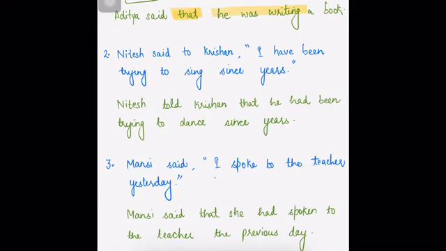Okay, coming to the next example, Nitesh said to Krishan, I have been trying to dance since years. So again, here we have a change, said to. So instead of said to, what will we use? Told. Okay, again, this is in past tense, so there will be a change in the tense inside the inverted commas, that is the reported speech. So Nitesh told Krishan. Now we are removing this comma and the punctuation, and we are writing that. Now this I is being referred for Nitesh. So that he had been trying to dance since years.